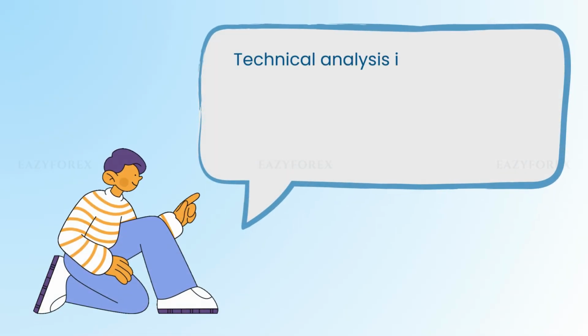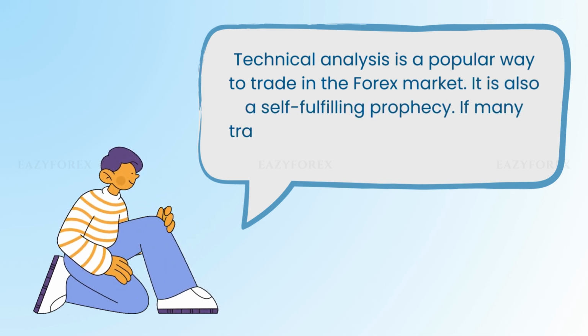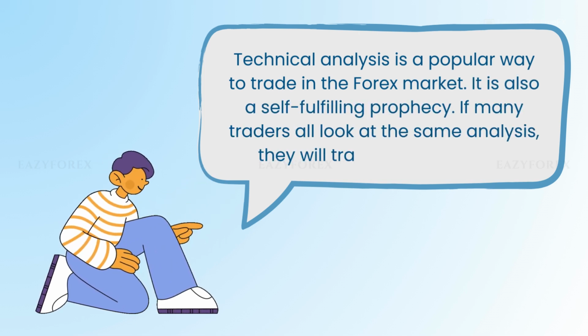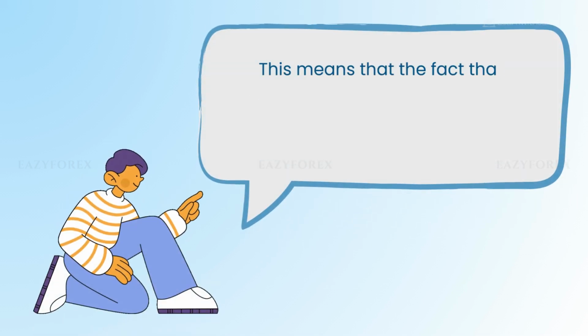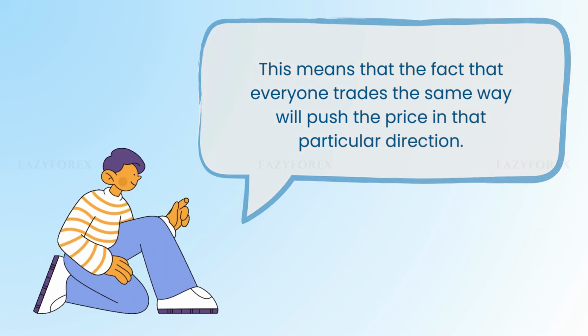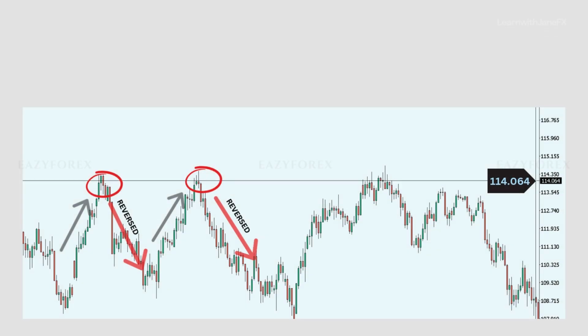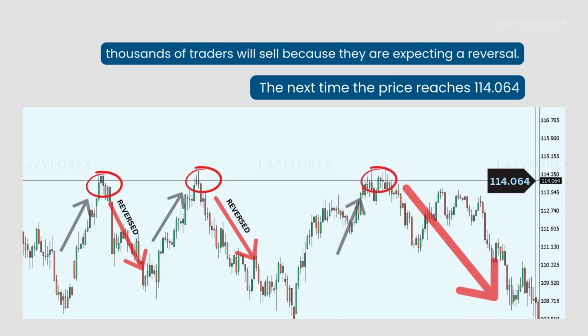Technical analysis is a popular way to trade in the Forex market. It is also a self-fulfilling prophecy. If many traders all look at the same analysis, they will trade the same way. This means that the fact that everyone trades the same way will push the price in that particular direction. As you can see, US dollar-yen has reversed from 114.064 twice in a row. The next time the price reaches 114.064, thousands of traders will sell because they are expecting a good reversal.